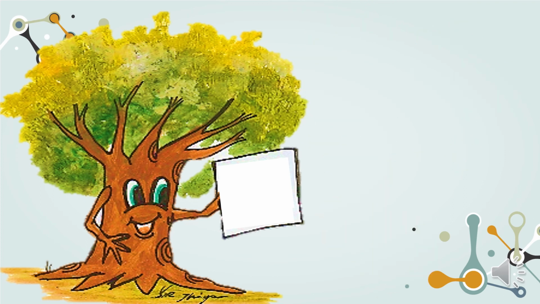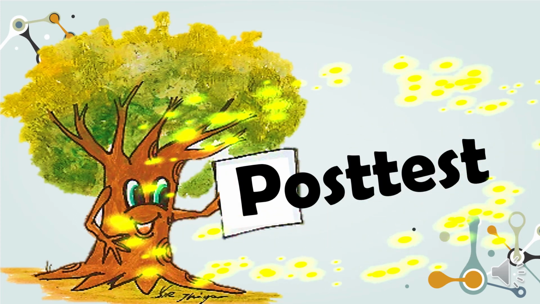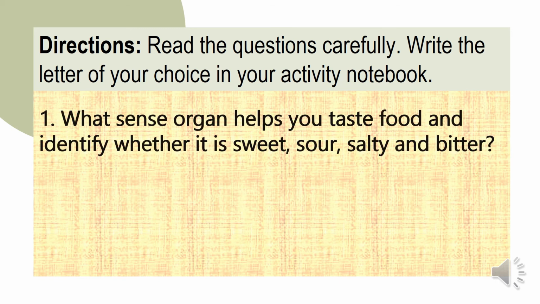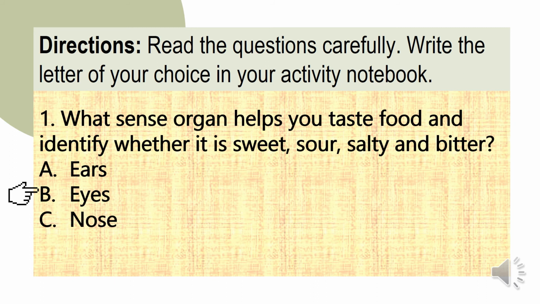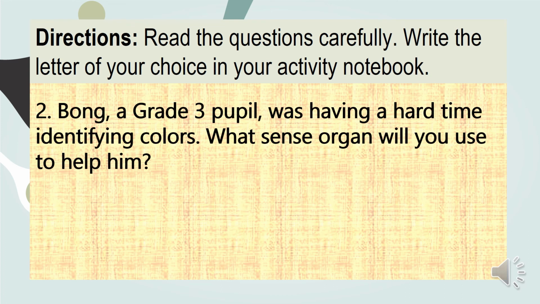Alright! You're done answering all the activities for today's video lesson. Let's now assess how far have you learned by answering the post-test. Directions. Read the questions carefully. Write the letter of your choice in your activity notebook. 1. What sense organ helps you to taste food and identify whether it is sweet, sour, salty, and bitter? A. Ears. B. Eyes. C. Nose. D. Tongue.